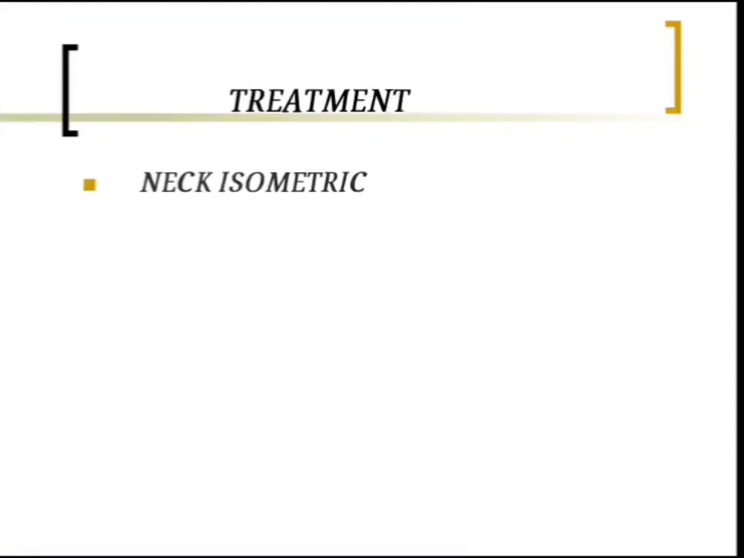First is neck isometric exercise, which will improve the deep neck muscle strength, in which four different types of exercise are there: flexion isometric exercise, extension isometric exercise, right and left side flexion isometric exercise. In this exercise, we are using the resistance of the therapist's hand and don't move the neck of the patient.